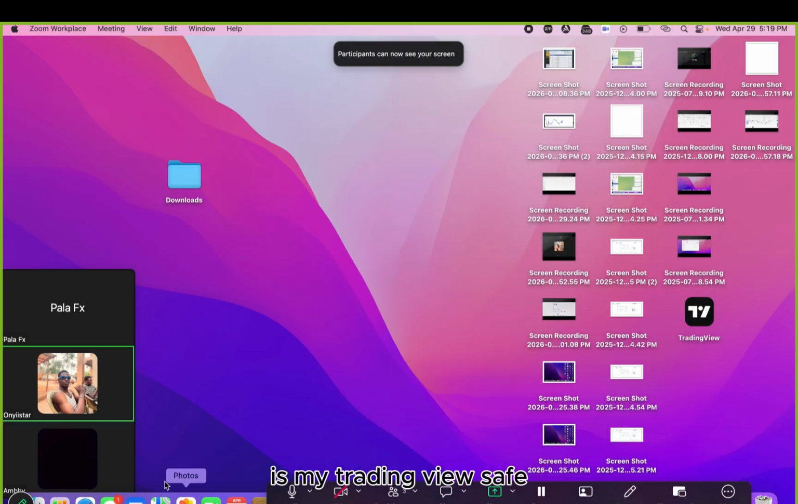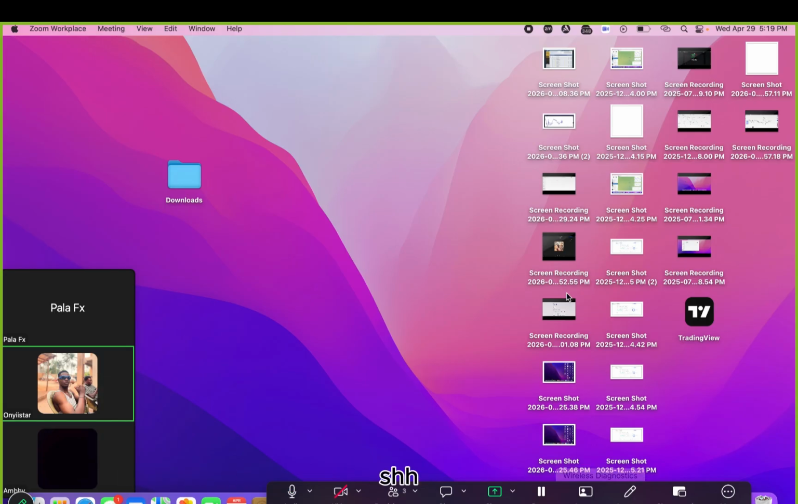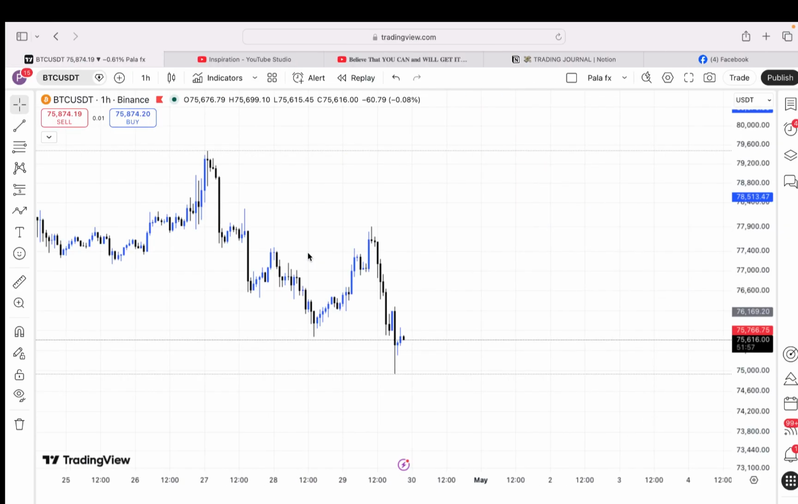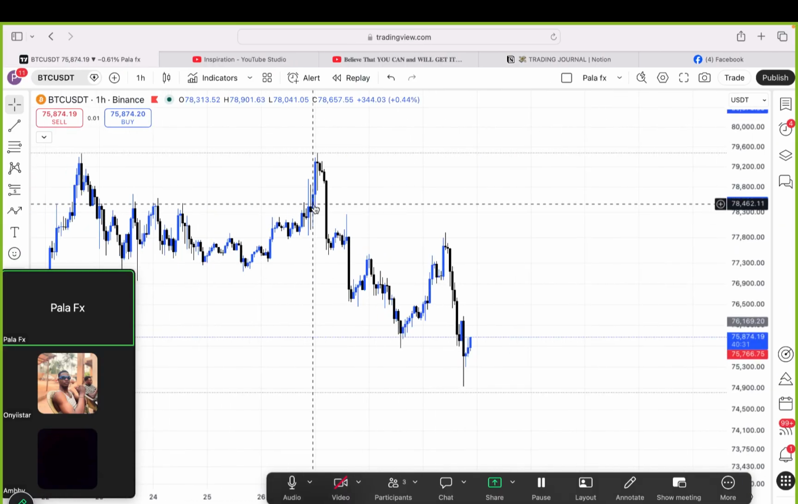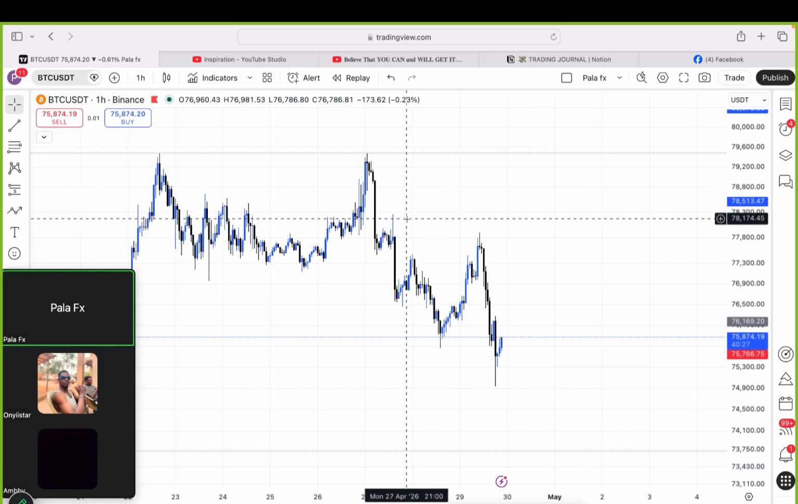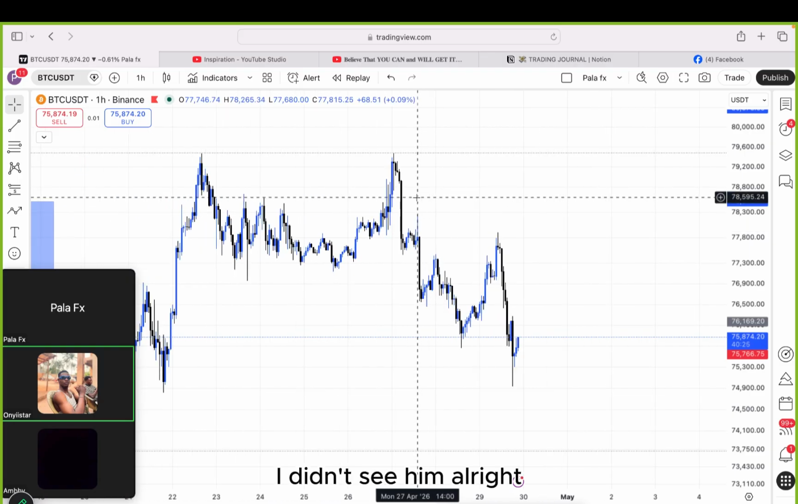This is my TradingView safe. Oh. Can you see my screen now? Can you guys see my screen? Yes. I didn't see him. Alright.